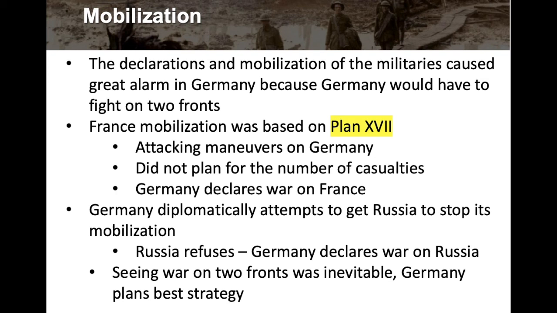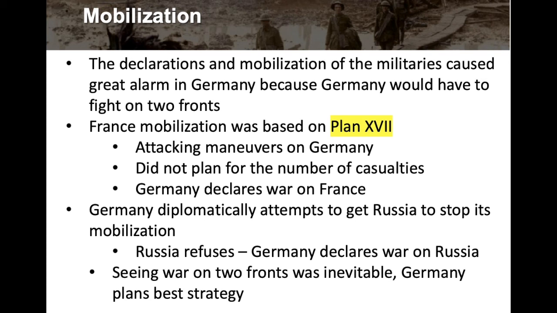So what happens is France mobilizes their military based on a plan, and their plan is called Plan 17. What this plan did was allow for attacking maneuvers against Germany. But the plan did not account for the number of casualties that may occur. And so Germany declares war on France. The way the plan would work is if France began to mobilize based on Plan 17, Germany would be forced to mobilize against France first based on their plan called the Schlieffen Plan, which we're going to look at next.